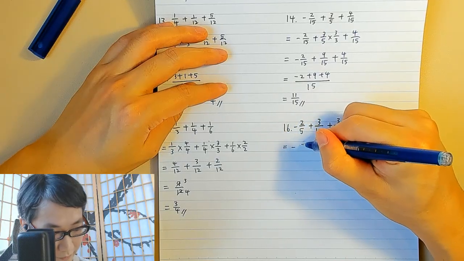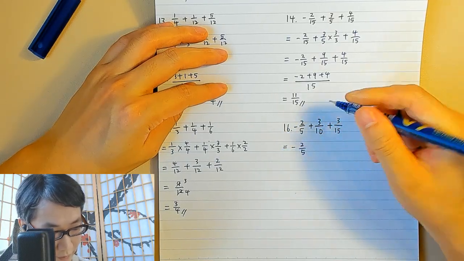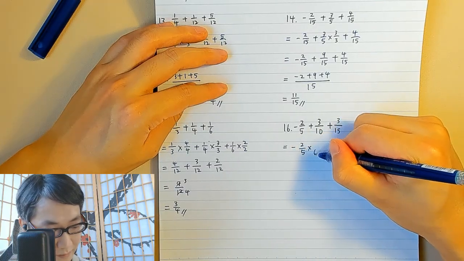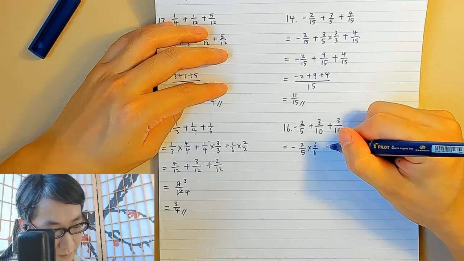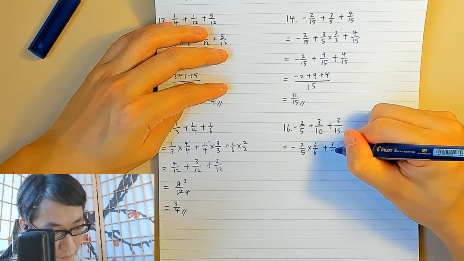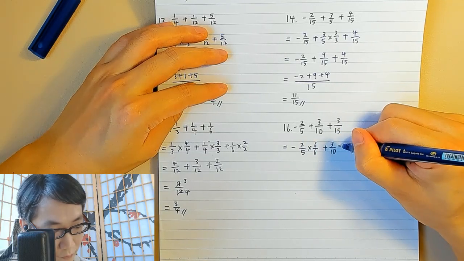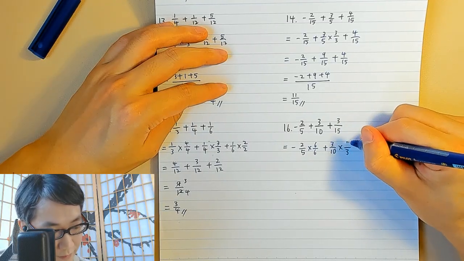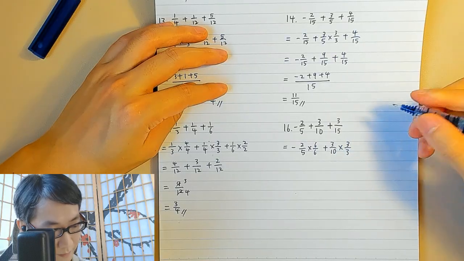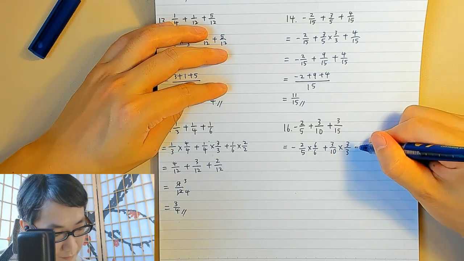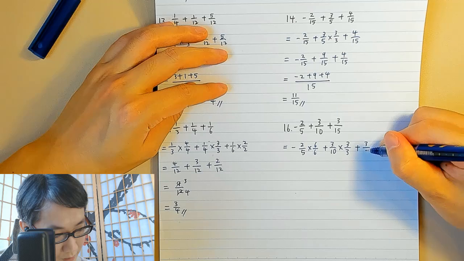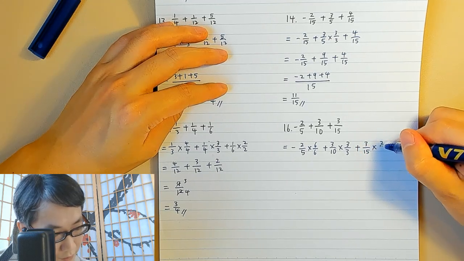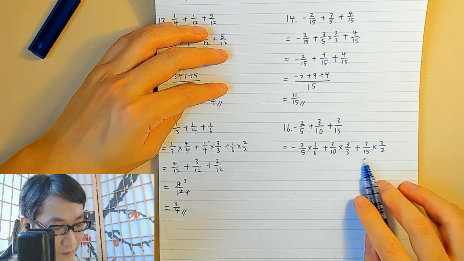This is negative 2 over 5. To turn this into 30, we have to multiply by 6. Positive 3 over 10. Turning this into 30 as a denominator, multiply by 3 and 3. And turning this into 30, multiply by 2 for both the numerator and the denominator.